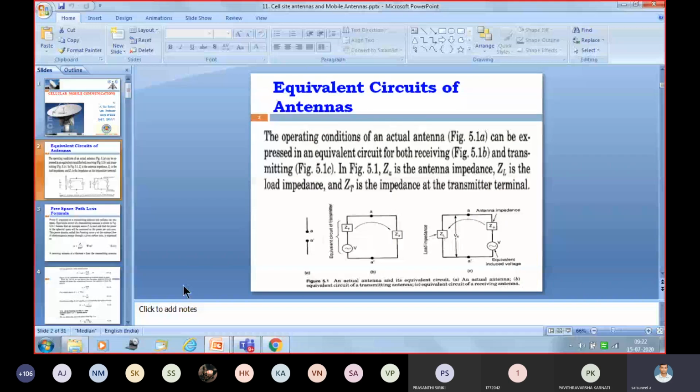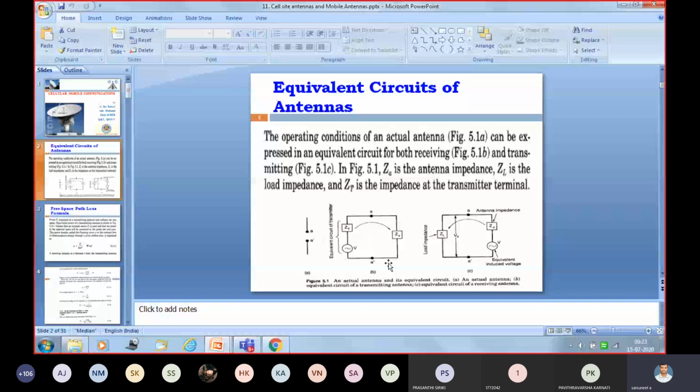See this one. Figure A shows the actual antenna. Figure B shows the transmitting antenna, and figure C shows the receiving antenna. In this transmitting antenna, we have to give some voltage to generate and transmit the signal through that antenna.